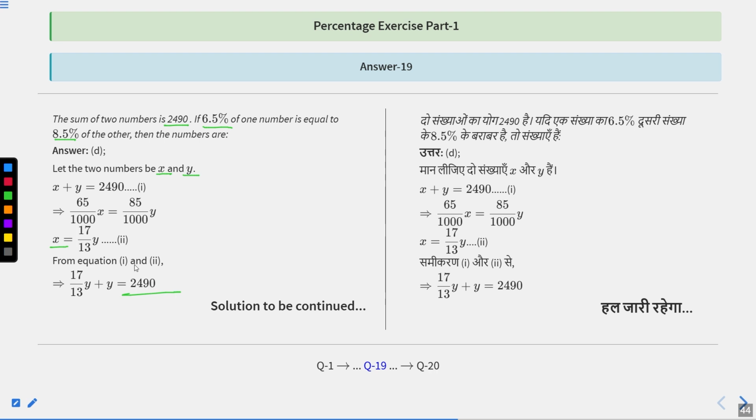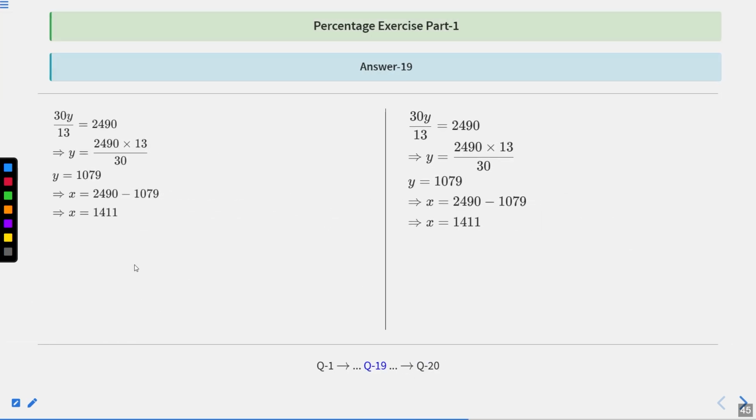Move to the next slide. Now 30y upon 13 is equal to 2490. When we calculate it, we get the value of y, which is 1079. And when we need to find x, we subtract 1079 from 2490. We get the value of x again. So x will be 1411.